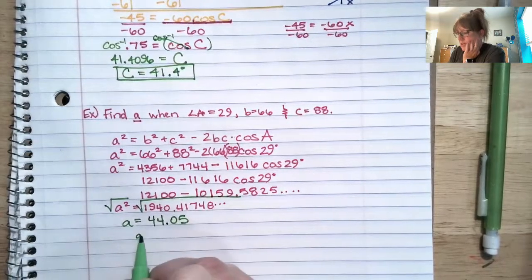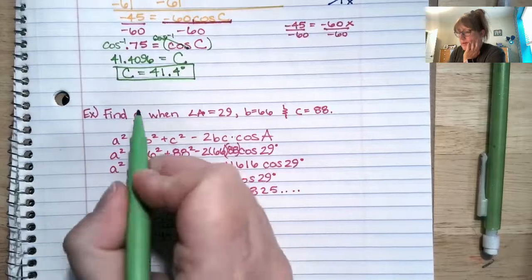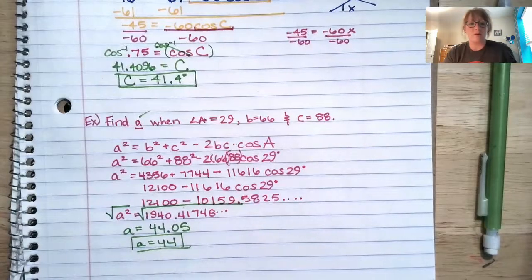Okay, so we can say that A is 44. And that's all they wanted. They didn't want us to solve for all the things, so we're good there. Let's see, is that it? That is it for law of cosines.